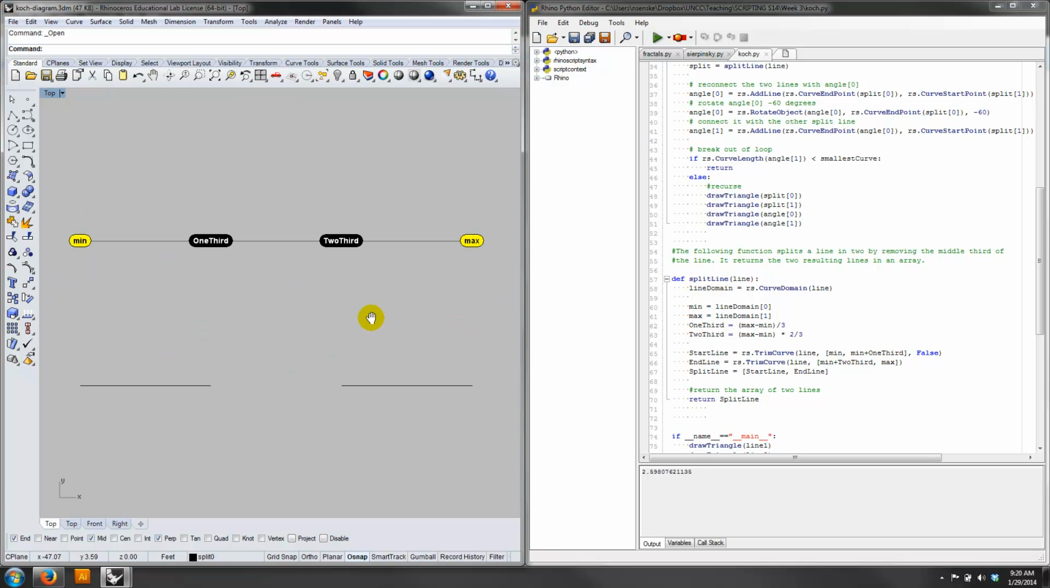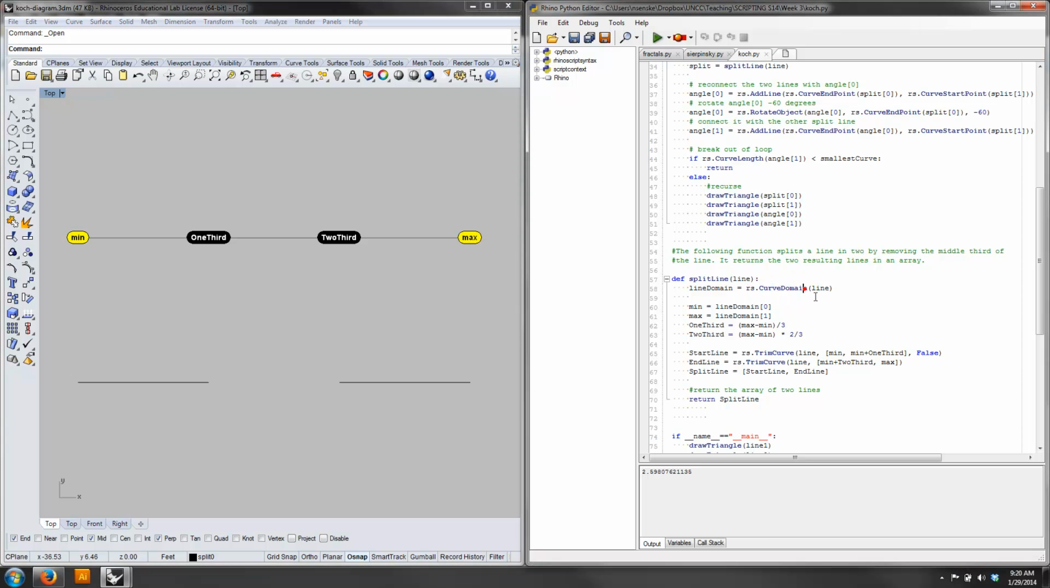If we look at, we have a line, just any kind of generic line, and we look for the line domain. What the domain basically does is it tells us where the start and the end of that curve are. It basically is a list, and the 0 index of that list is the first point of that line, and the 1 index of that list in this case is the max of the line. Curve domain will change depending upon the number of points you have in the line, but in this case, since it's a simple line, it's just a segment actually. That's going to work for us really well.